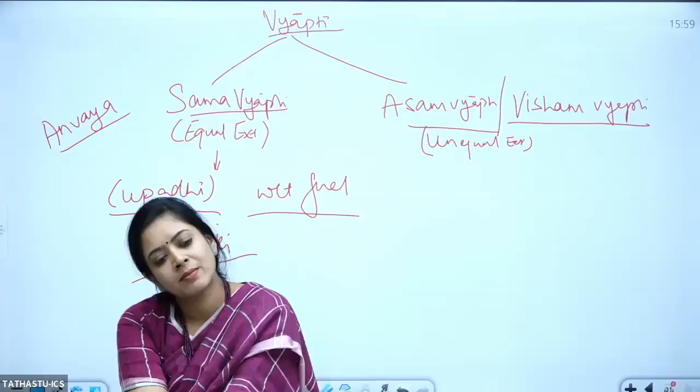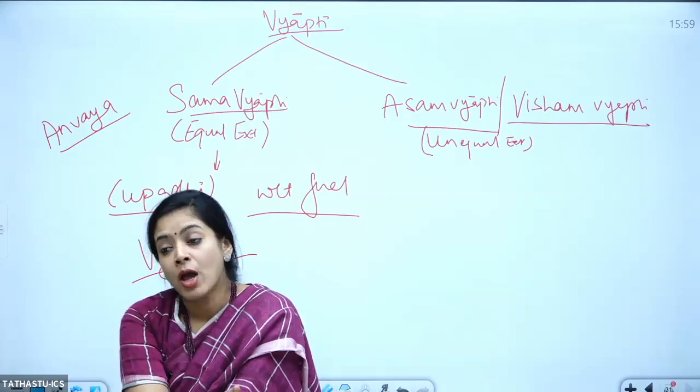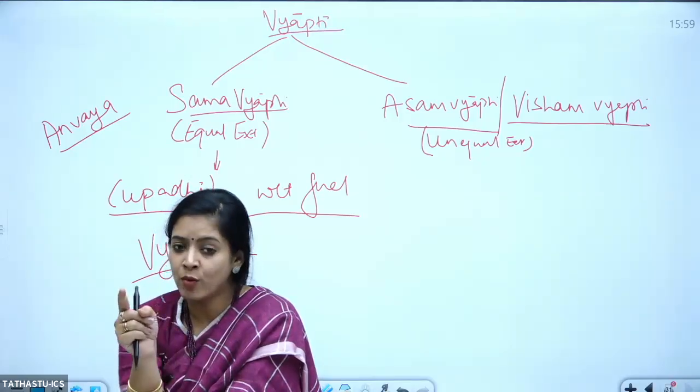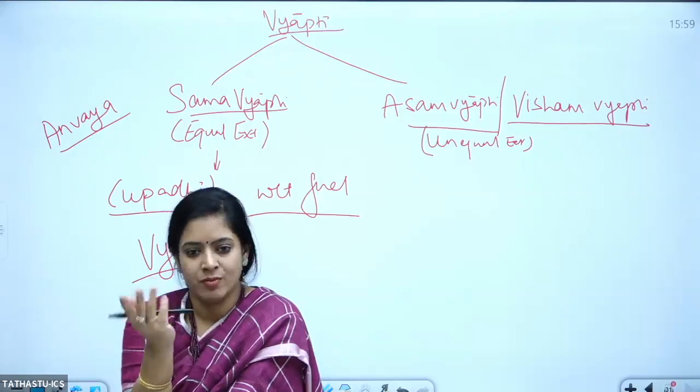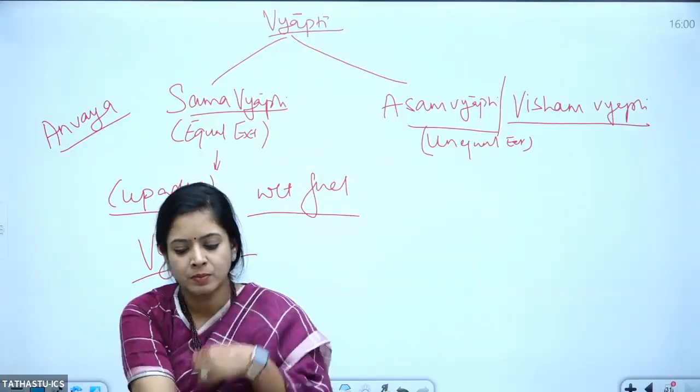If there is no fire, then there is no smoke. But the opposite is not true. If there is no smoke, can you say there will be no fire? There can be smokeless fire. Fine. Right. Example.